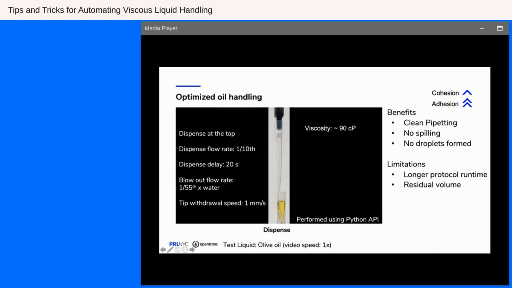But if we gradually allow some time, the oil which is sticking to the wall of the tip will start settling down to the bottom of the tip. So there will be some residual volume left, and we have to be mindful while optimizing our protocol. And again, it's a pretty long protocol time. So viscous liquids, in general, have a longer run time, but if you're able to make a trade-off on that time, you're able to achieve really good and accurate results for your target volumes for your desired protocols.